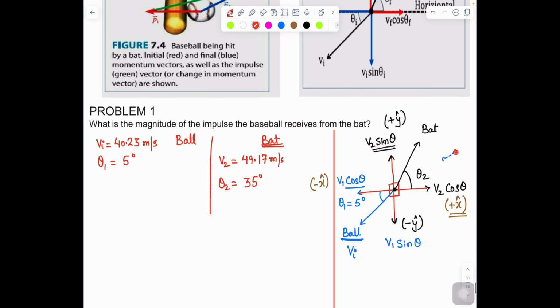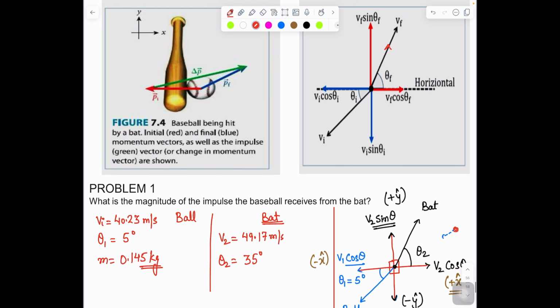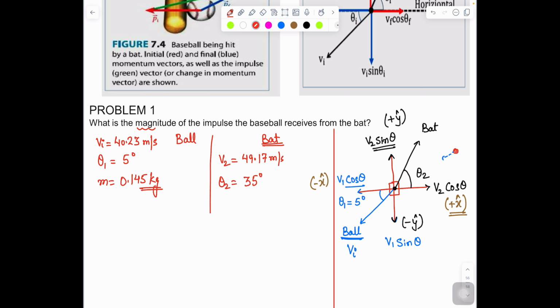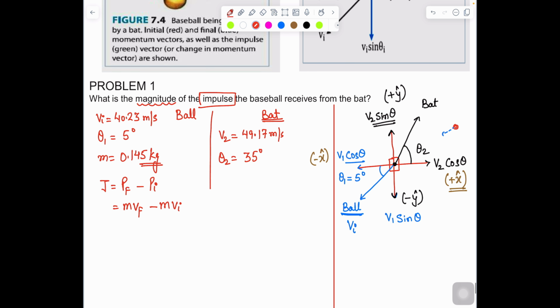The mass is 0.145 kg. Clear? Okay guys, so what is the magnitude of impulse? Impulse, we know J is equal to final momentum minus initial momentum, so m vf minus m vi. Yes or no? Sure.